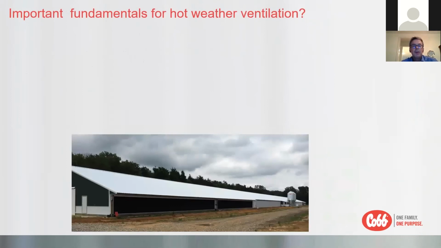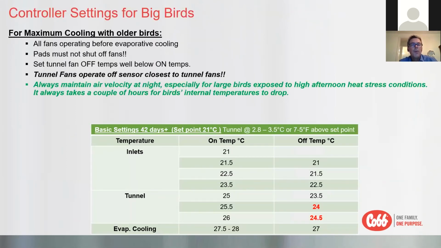So again, it's very important to understand that when we look at larger birds prior to slaughter, once we hit full stock, the 38, 39, 40 kilograms per square meter, at nighttime it's extremely important that we continue to ventilate. If we have a very hot afternoon, the internal temp of the birds will rise slightly. Even in a well-designed, well-ventilated house, the birds get hot in very hot conditions. It's humid in the house, it's very hot.